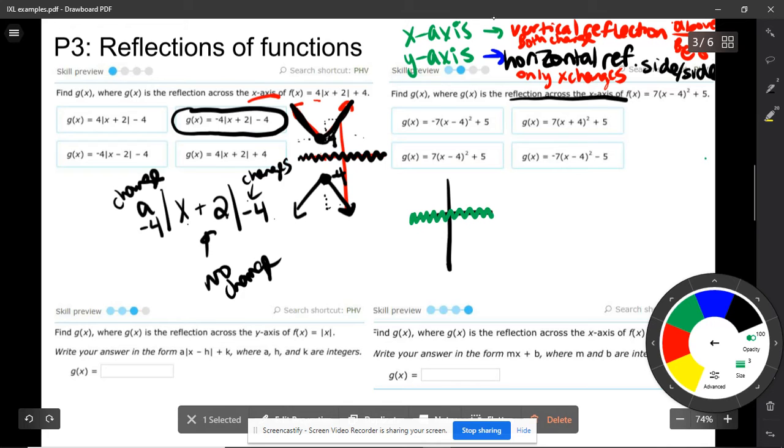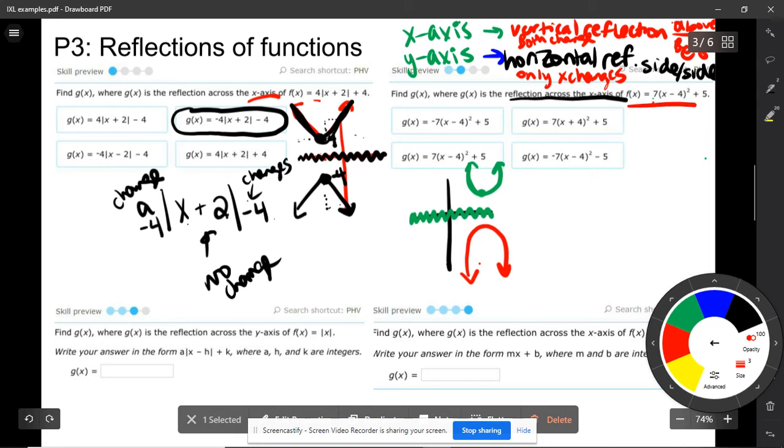Okay, we're crossing the x-axis. My original function, it's a quadratic. It's going right 4 up 5, and it's a positive slope. So that's roughly what it looks like. I know that if I'm flipping over the x-axis, then I am going up and down. So I'm flipping all the way upside down.